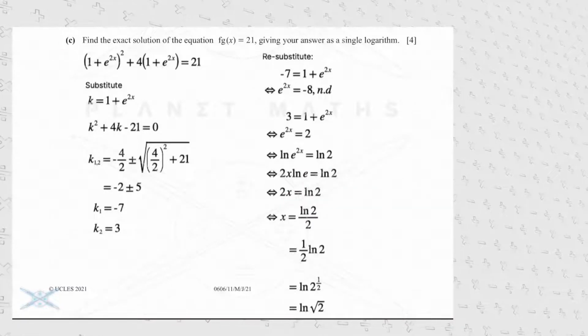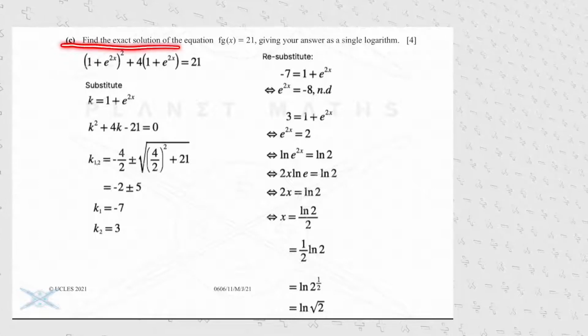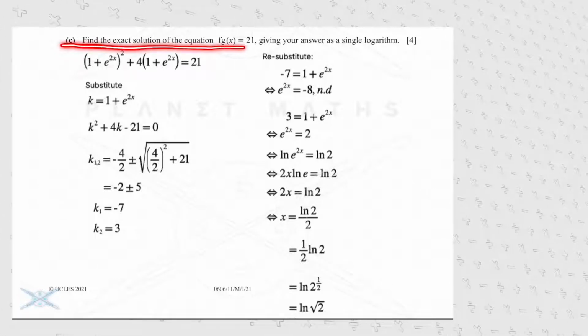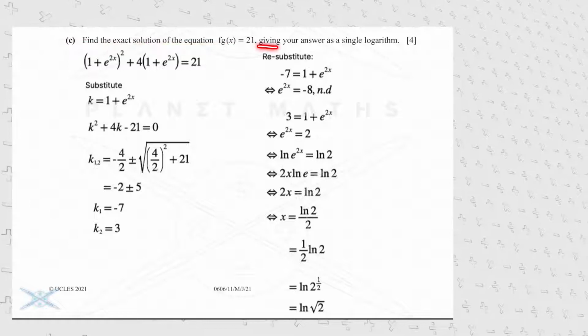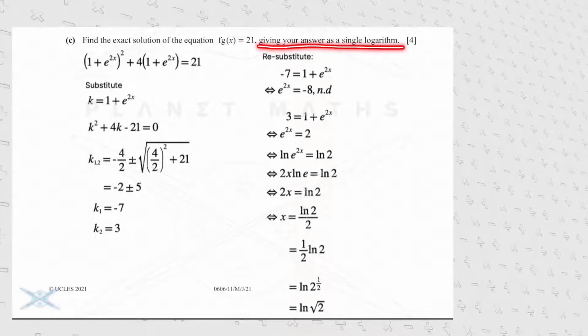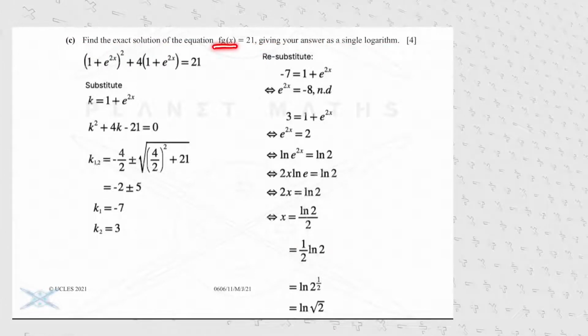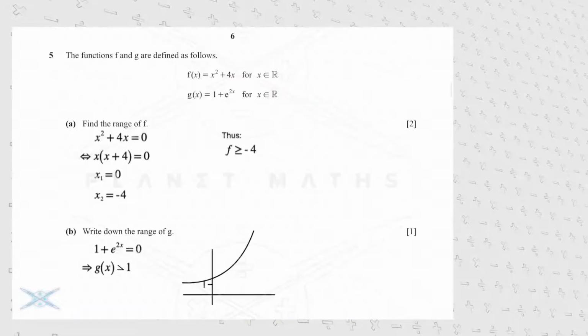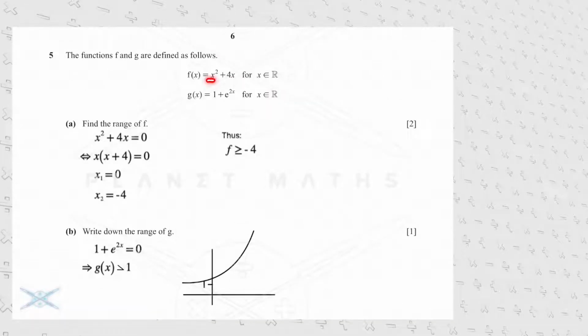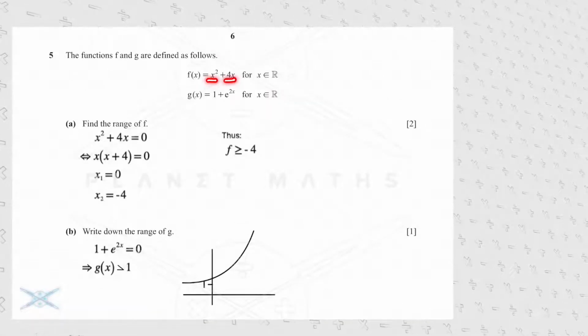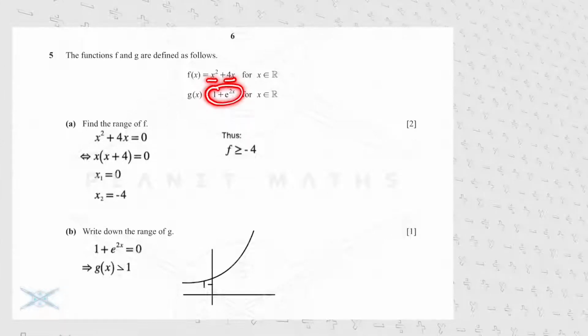In part C of this exercise, we are supposed to find the exact solution of the equation f of g equals 21, and we should provide our answer as a single logarithm. Firstly, to determine the function f of g of x, we need to substitute all of the x values in the function f for the expression of function g.